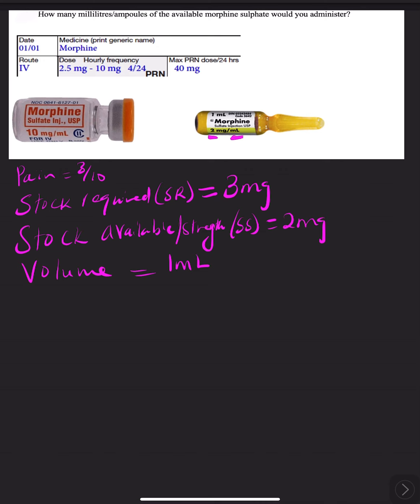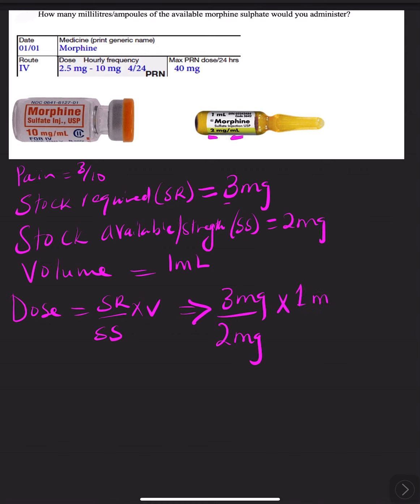So if you have to use the formula here, the dose to be given is equal to stock required over stock strength, times volume. All you need to do now is put the numbers where they need to be. Your stock required will be 3 mg. Then you divide this by the stock strength, which is 2 mg. Then you multiply by the volume, which is 1 mL. Because it's mg over mg, it will cancel out.